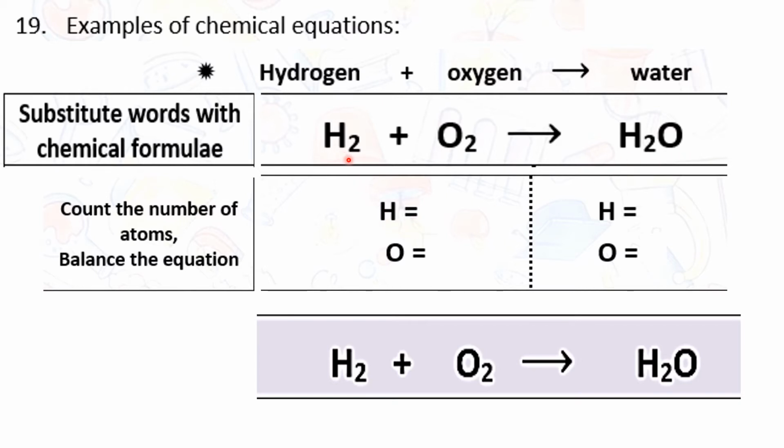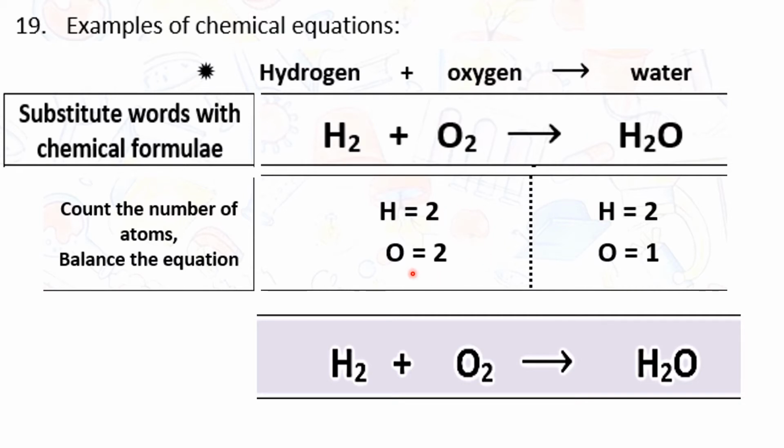Here there are 2 hydrogen and also 2 oxygen. So I have written that down, and now check the atoms in the product. There are 2 hydrogen and there is 1 oxygen. So what we do next is we balance the equation. When I say we balance the equation, we want the number of atoms on the reactant and product sides to be the same. As you see here, the hydrogen is 2 in the reactant and also 2 in the product. So this is already balanced.